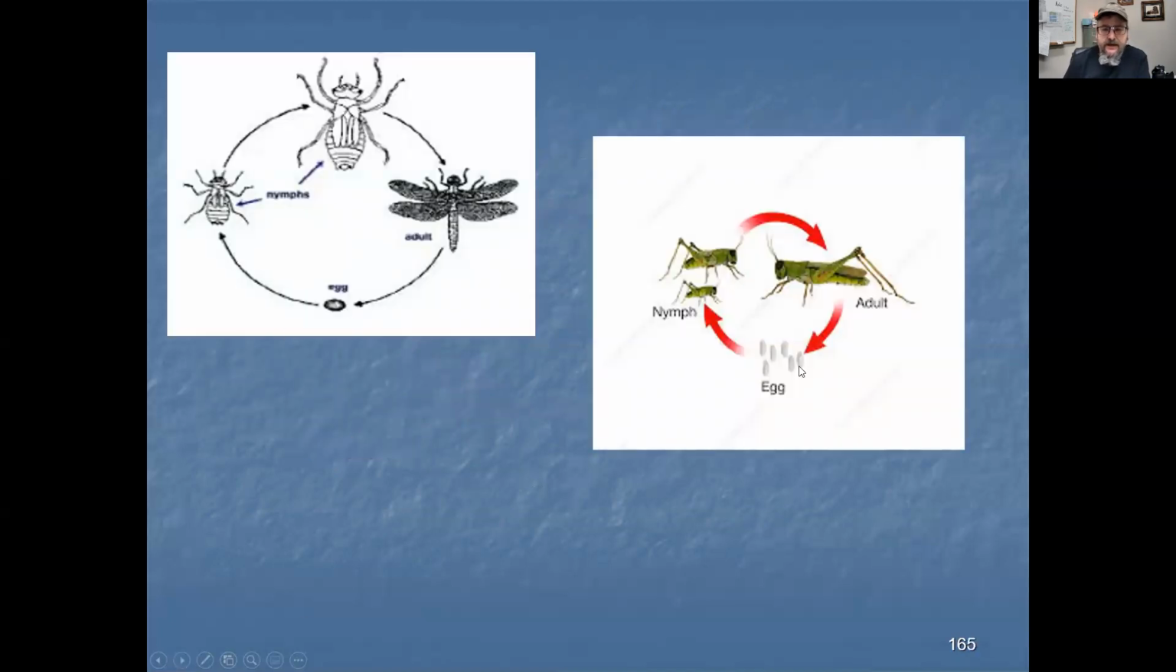So here would be an example. You've got your adult dragonfly, you've got an egg, and then you've got a nymph, and then a little bigger, and then an adult again. Grasshopper, you've got your eggs, you've got a smaller grasshopper nymph, and then a little bigger, and then eventually an adult. Okay, so that's known as incomplete metamorphosis.